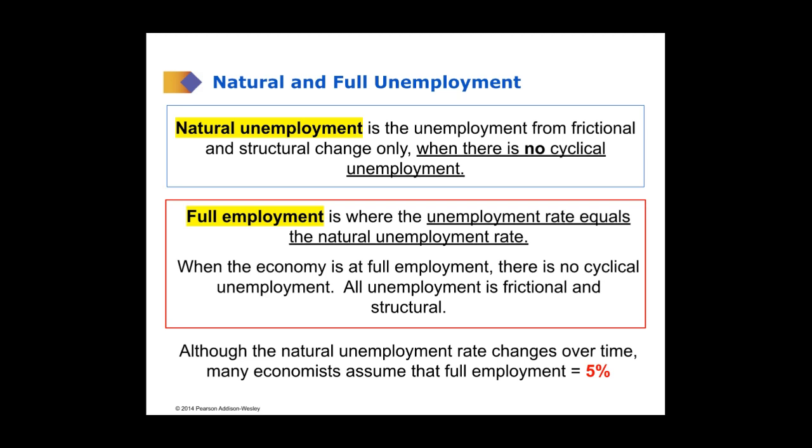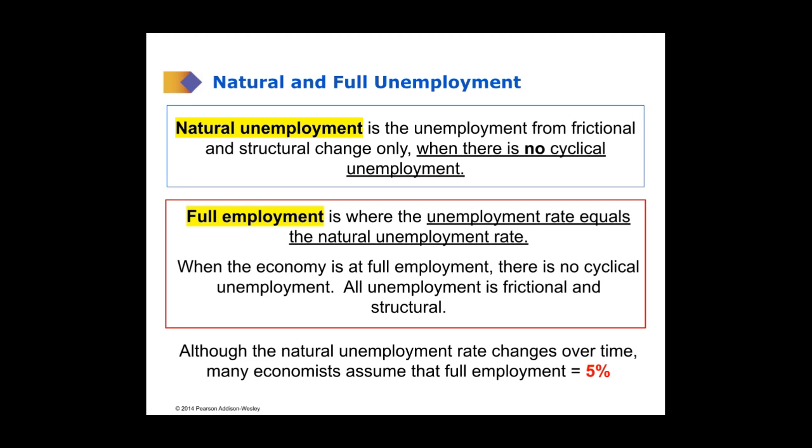And when the economy is at full employment, there's no cyclical unemployment. That's the key thing about the way economists look at this. All unemployment is only frictional or structural. Now, the natural rate of unemployment changes over time, and the definition of full employment changes along with it. So, full employment, by definition, is when the unemployment is only because of frictional or structural reasons. There's no cyclical unemployment in there.